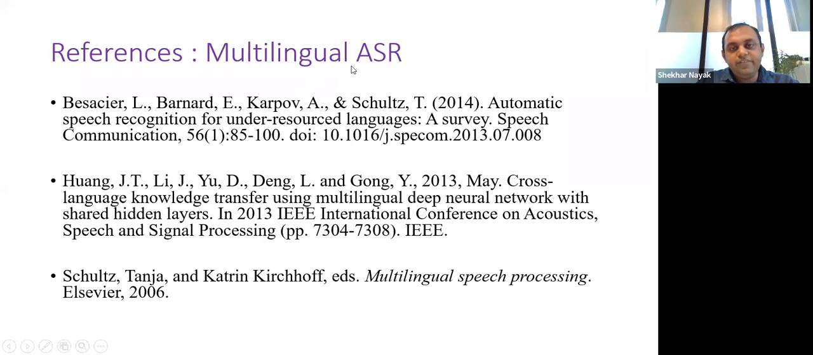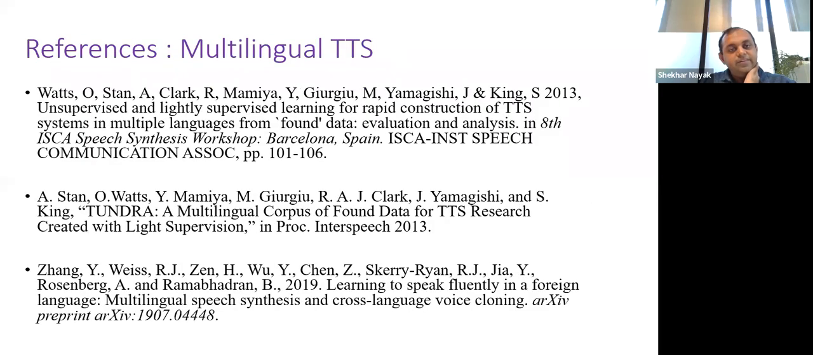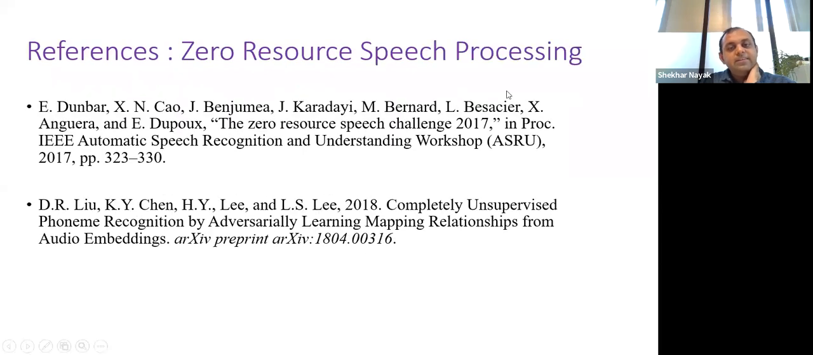I'll just go through the references. These are on multilingual speech recognition. This is the SHL MDNN one. And then you have multilingual text to speech. These are zero resource. So the Zero Resource Speech Challenge 2017, and then 19, and then 21. You can refer to these. For the latest challenge, you will have the CPC based models available open source.